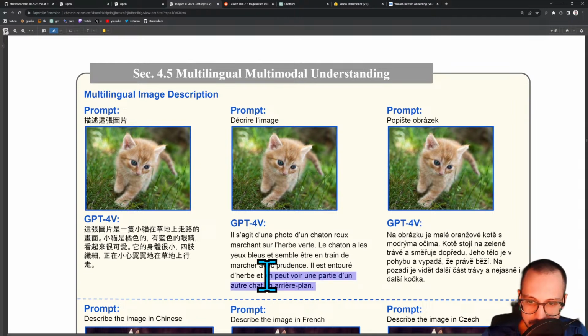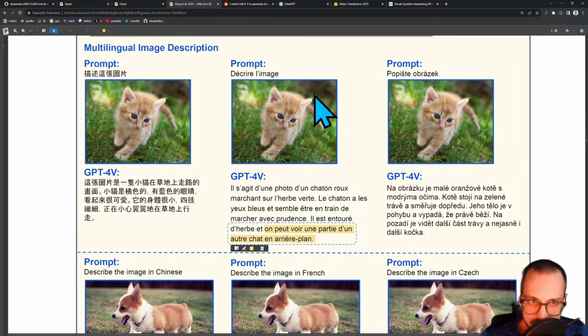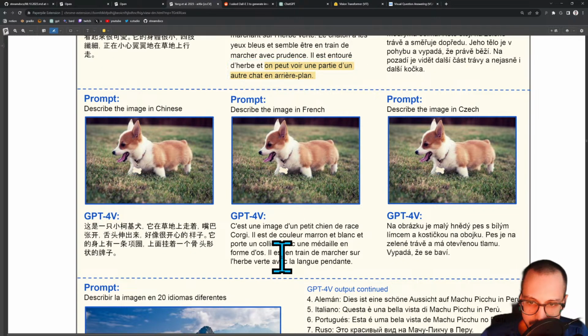This is wrong. There isn't, this is saying that there's a second cat somewhere in the background, but that's not the case. There's only one cat.